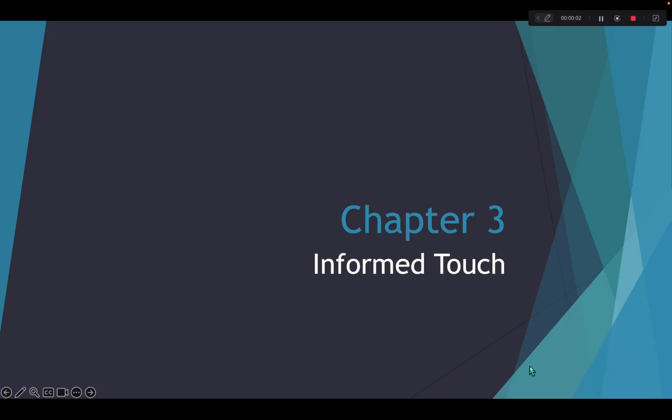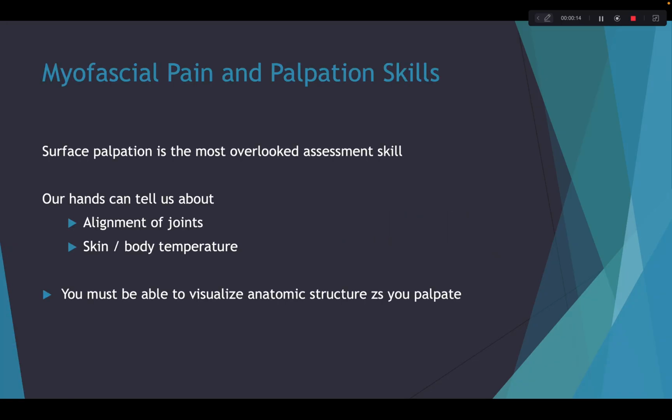All right, we're going to actually knock out a couple chapters, chapter 3 and chapter 4. So let's start with chapter 3, informed touch. We're going to go over myofascial pain and palpation skills. Surface palpation is the most overlooked assessment skill.